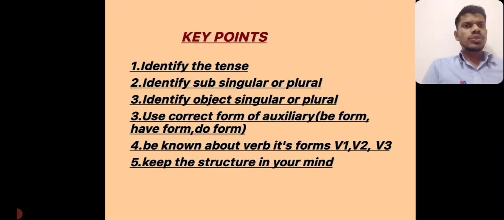Then we need to use the correct form of auxiliaries, that is be form, have form and do form. Be form like am, is, was or were. Have form: has, have and had. Do form: do, does, did and done. And also we should be well versed in the verb and its forms V1, V2, V3, that is base form, past form, then past participle.